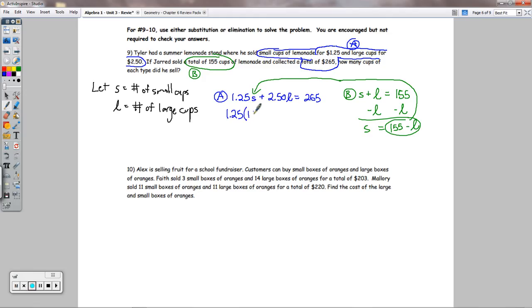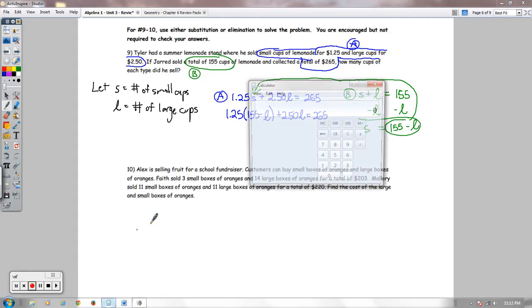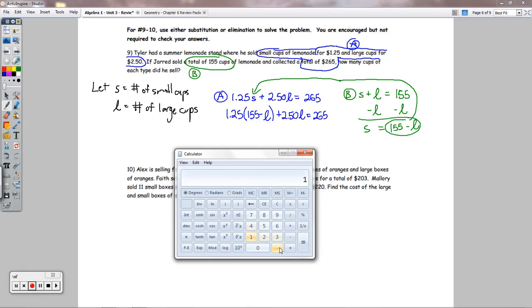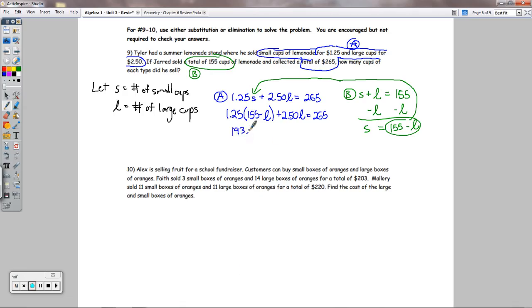We've got 1.25 times 155 minus L plus 2.50L would equal 265. If you distribute that 1.25 to everything there, let's see what we get. So I'll take out my calculator for that. So 1.25 times 155 would be 193.75. So we have that minus 1.25L plus 2.50L equals 265. Combine like terms.